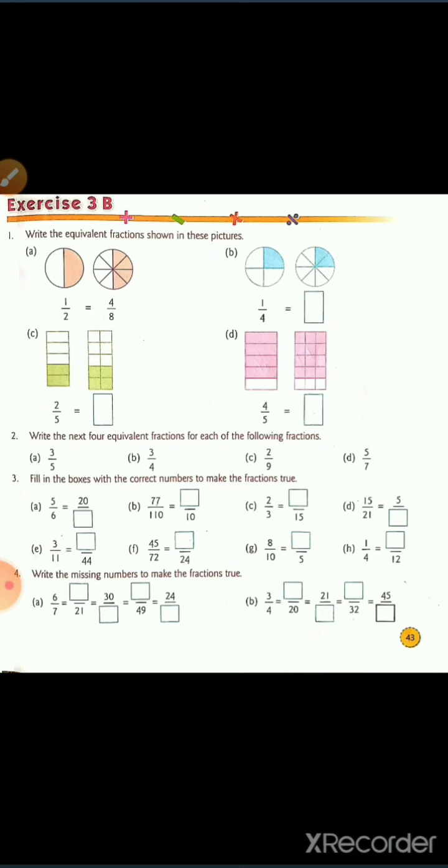If the number is greater as compared to the first fraction, then there is multiplication. If it is lesser as compared to the first fraction, then there is division. Okay, in this way, you try to solve it.